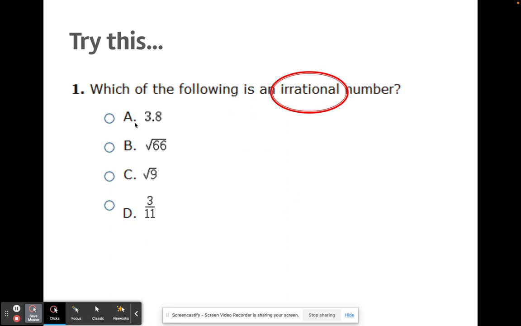Which following is irrational? Well, here's a terminating decimal. That's rational. This is not a perfect square. 64 is a perfect square, but 66 is not. So this is irrational. But let's check the rest. Square root of 9 is 3. That's rational. And 3/11 can be written as a fraction, so it's rational.